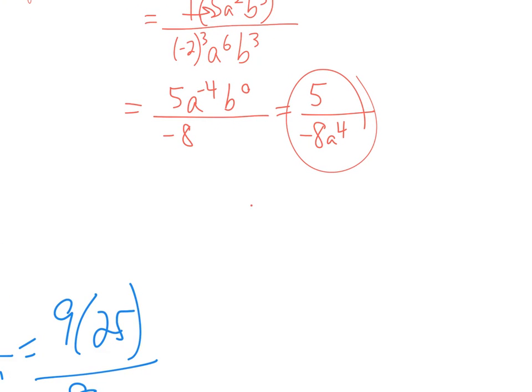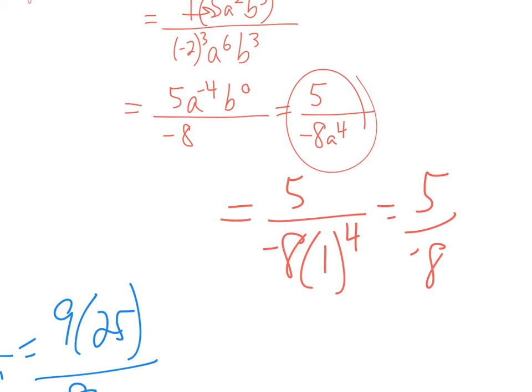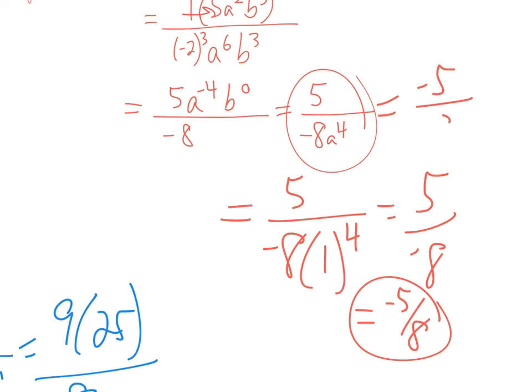And let's continue. So 5 over negative 8 times a to the 4, which is 1 to the 4. And 1 to the exponent 4 is 1. So we're left with 5 over negative 8. And it's always a good idea to move the negative to the numerator. So negative 5 over 8 is the evaluated answer. And 5 over negative 8a to the 4, or negative 5 over positive 8a to the 4, is our simplified rational expression. And that concludes today's video.